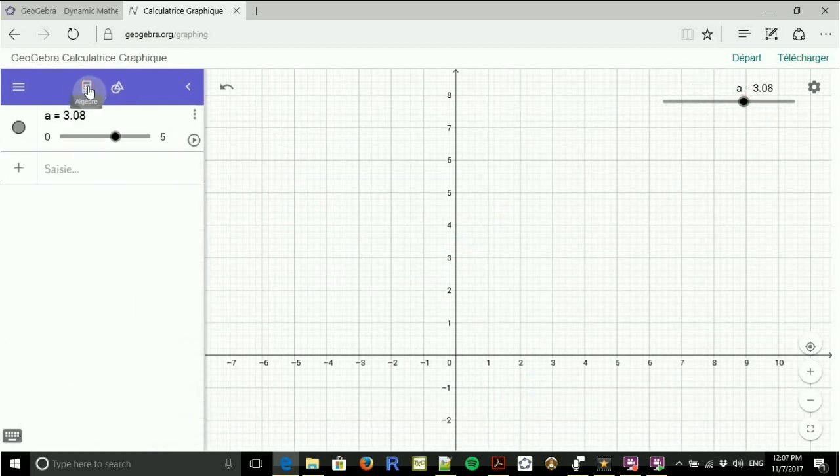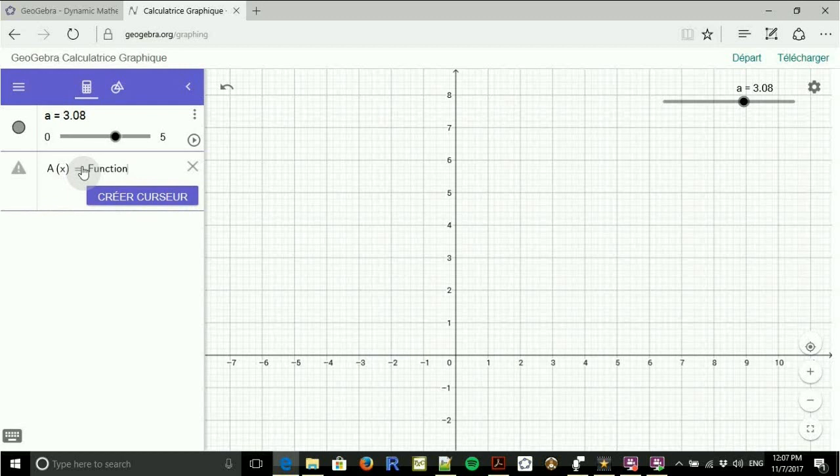I'm going to go back to algebra, and I'm going to type the function that I want to graph. So I type just a of x equals, it's a function. I could enter directly the expression for the function, but I also want to specify the domain of the function. So this is why I'm using function.